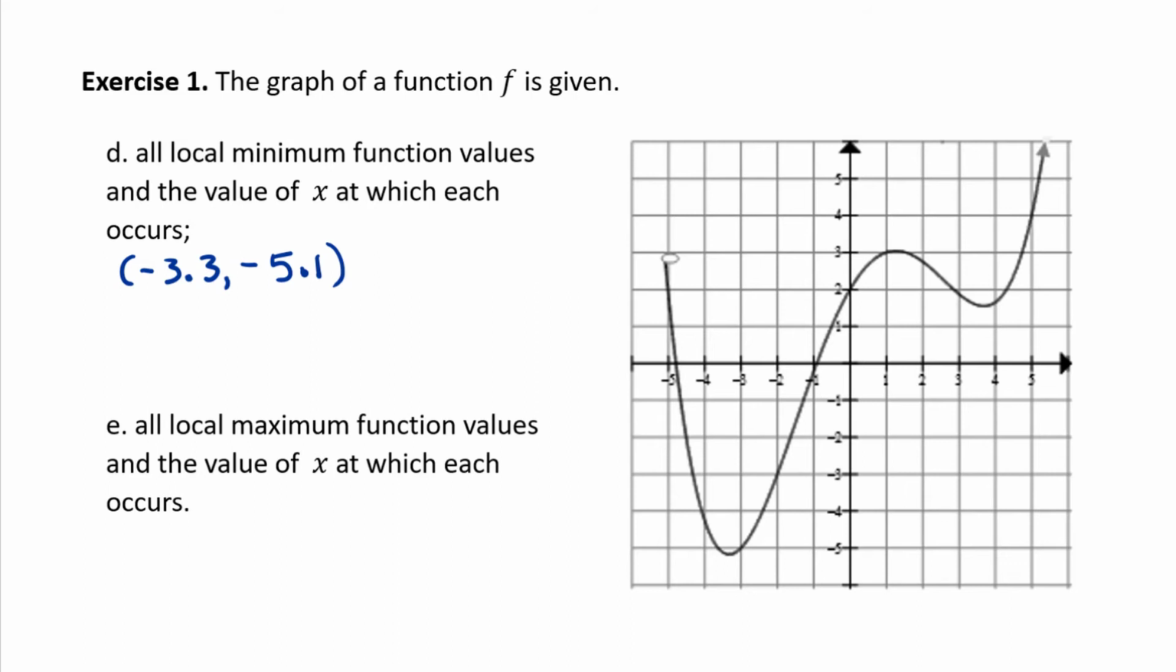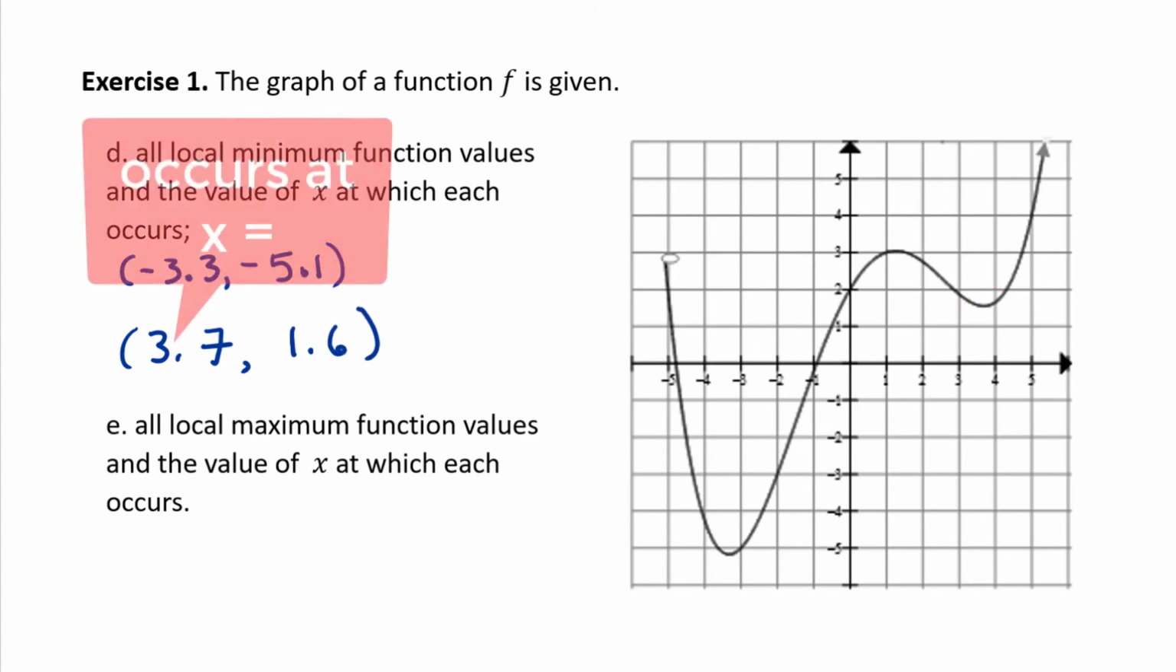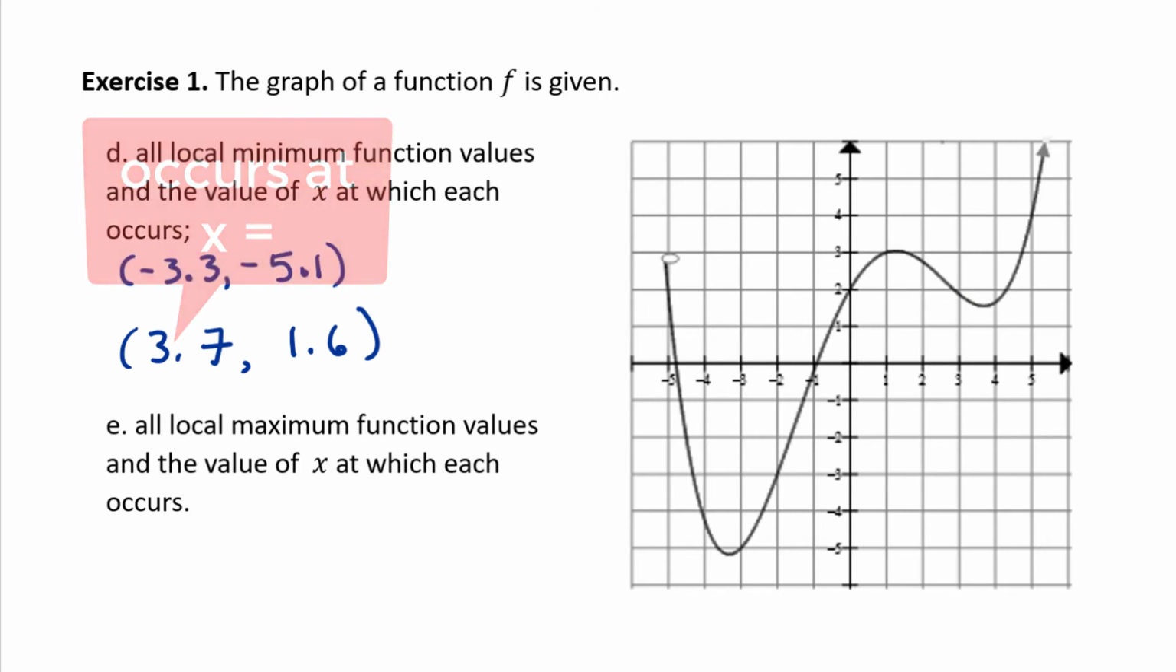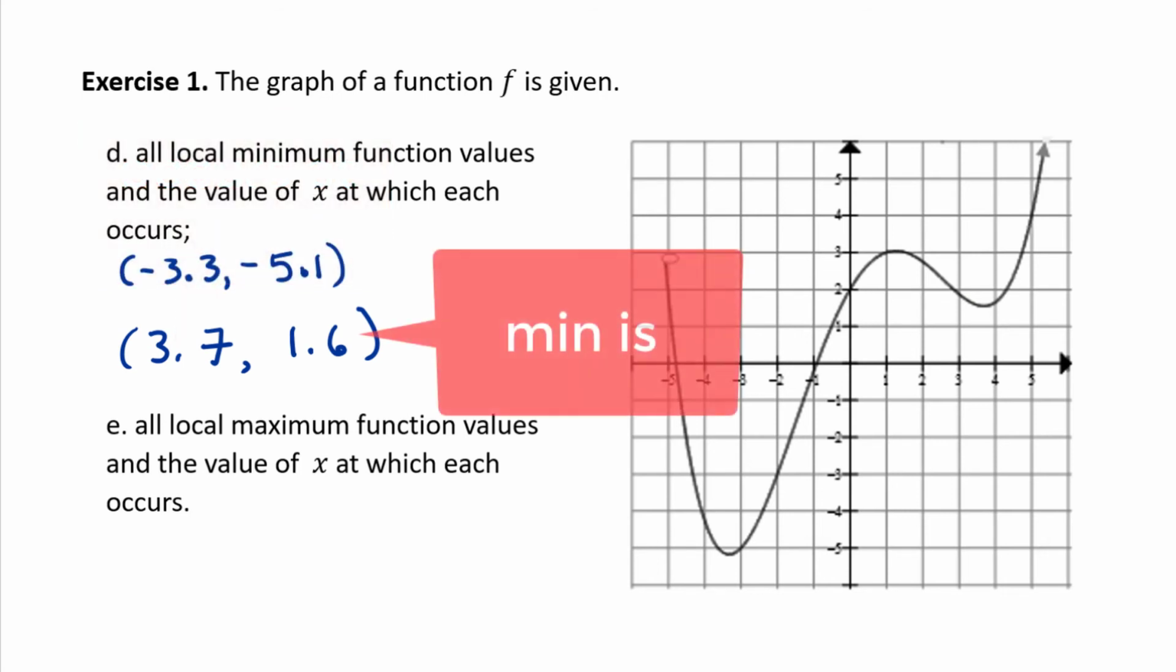And the second turning point in quadrant 1, that ordered pair is 3.7, 1.6. Again, the min occurs at the location of x, which would be 3.7, and the minimum function value is 1.6.